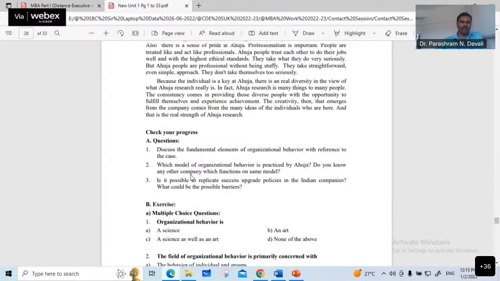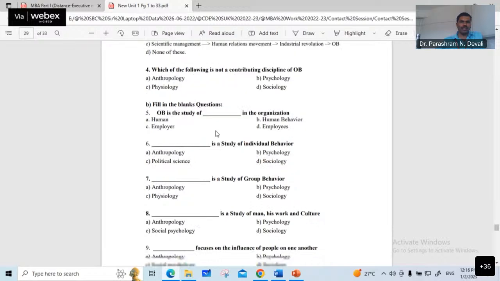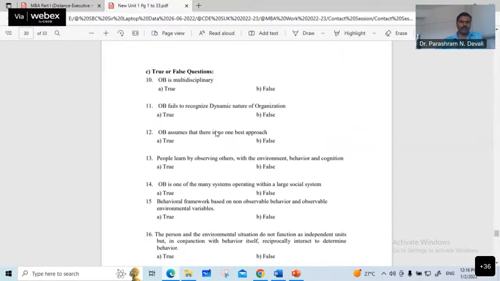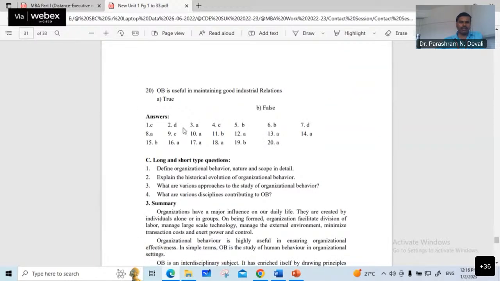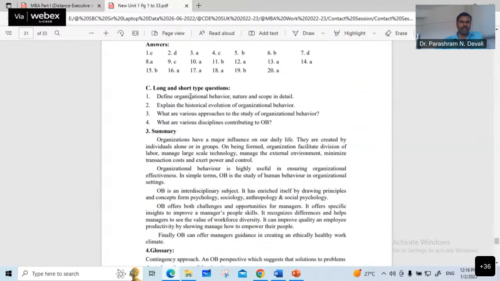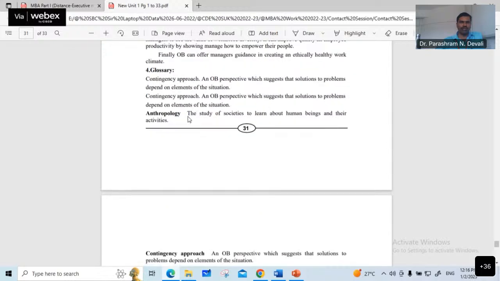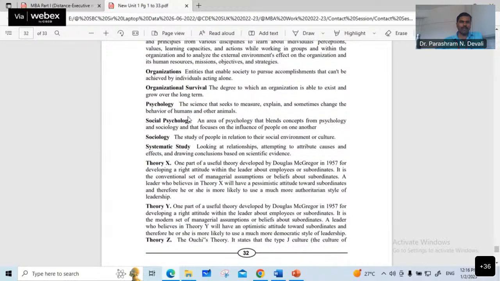Case studies are there. Here there are mentions of check your progress, with multiple choice questions on organization behavior. To understand this you have to refer to check your progress because it helps to understand the key concepts of organization behavior. Answers to check your progress are mentioned here, so there is no need to discuss them. Then there are some long and short type questions, and finally a summary or conclusion of this unit. You have to learn these key concepts of organization behavior.